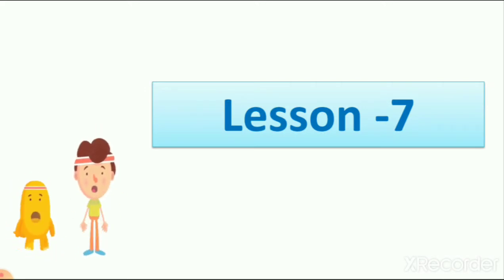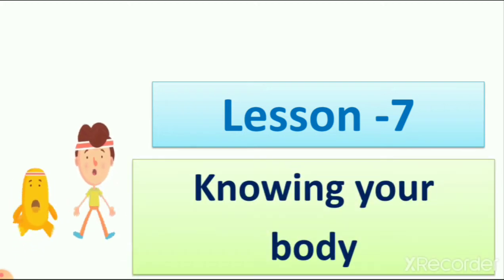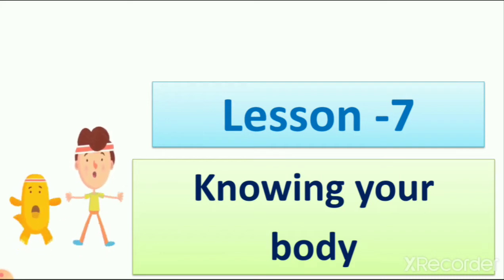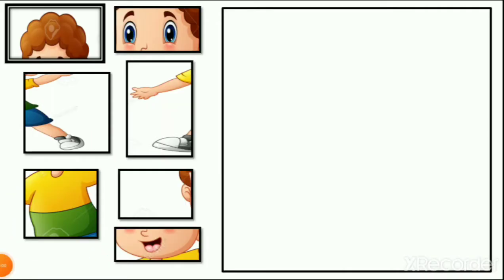So which lesson are we learning? Lesson number 7, right? And what is the name of this lesson? Remember, anyone? It is about our body. It means knowing your body. We learn about different parts, and these different parts are joined together and make our body. So here you can see the different parts of our body, and these parts join together making our body. Without joining them, we cannot call them a body. Why? Because they are different from each other.